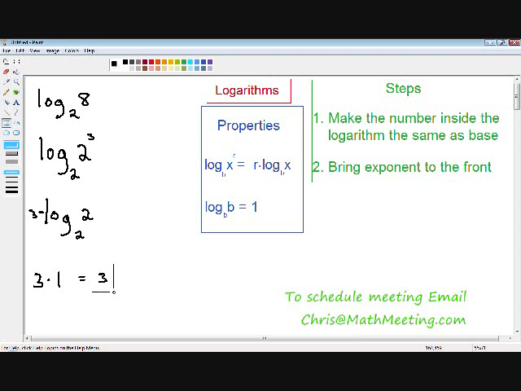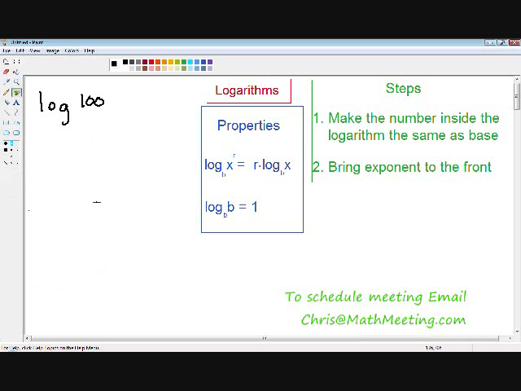And now we have evaluated the log base 2 of 8 without using a calculator. So let's move on to another example. In this example, we have the log of 100.